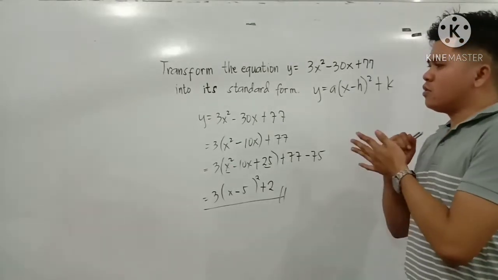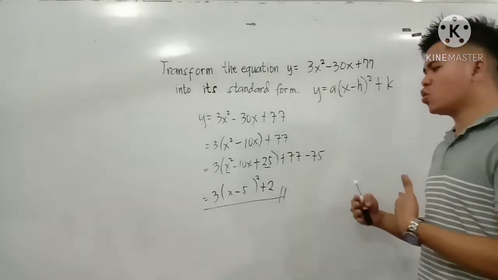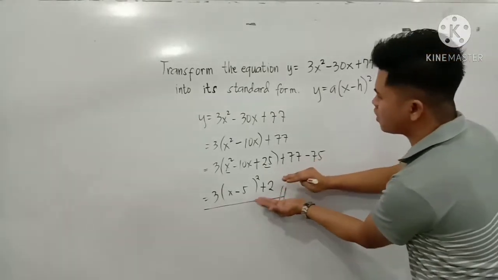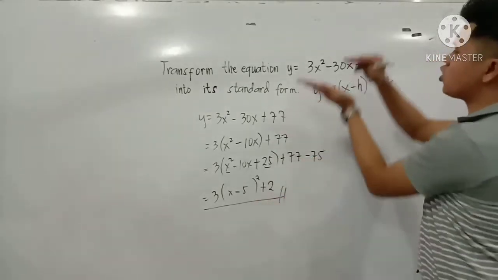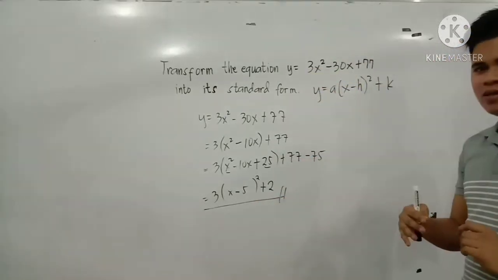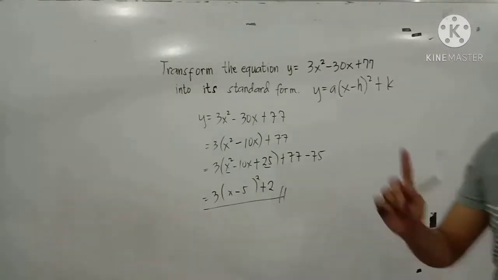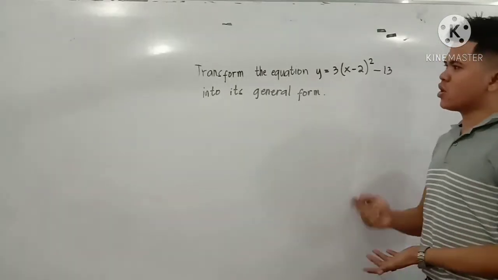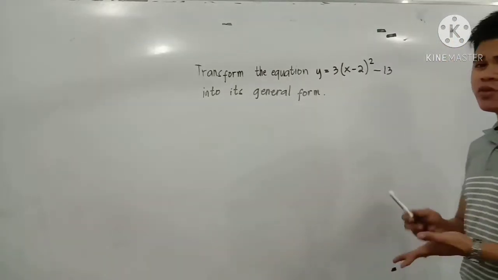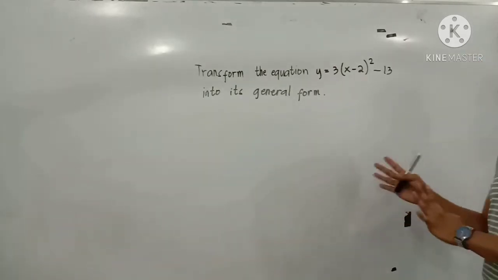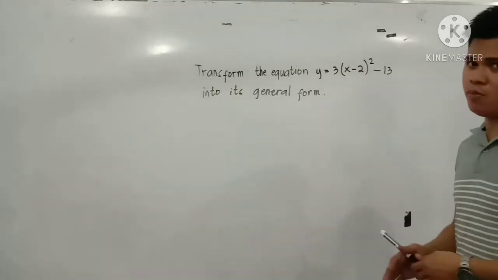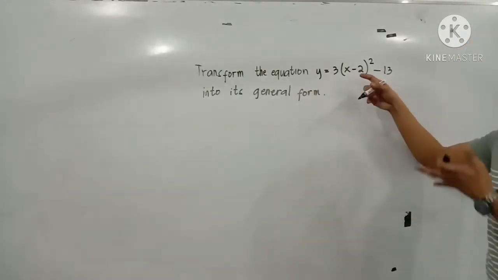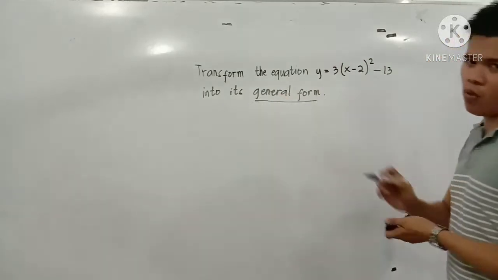Okay, so now, how about if we're going to reverse this process? Meaning, this is not the given standard form, and we're going to find the general form. Okay? So, let's do this example. How about this one? Transform the equation y is equal to 3 times the quantity of x minus 2 squared minus 13 into its general form. So now our task is to rewrite this given standard form into general form.